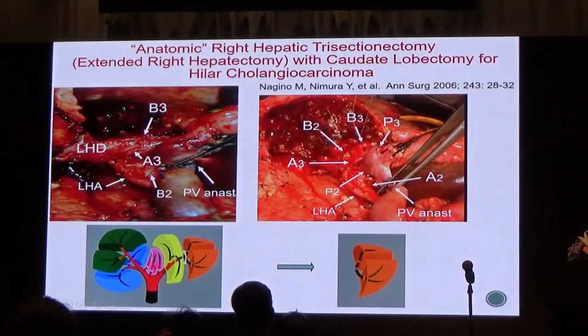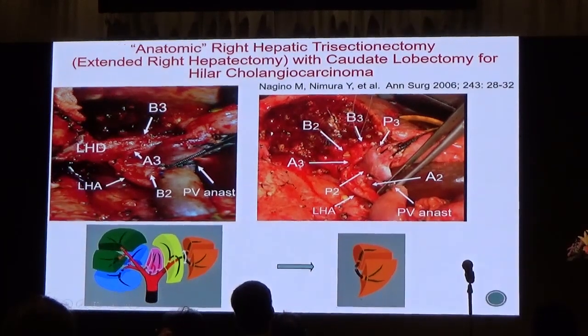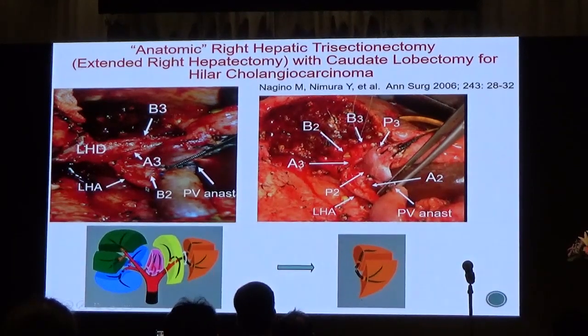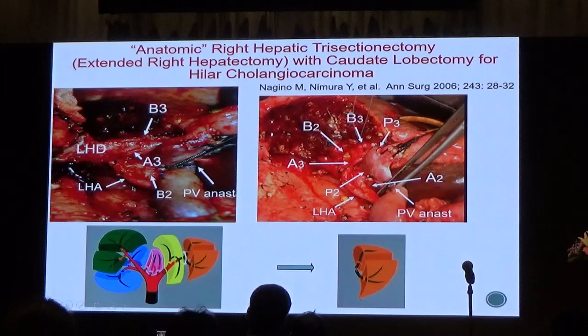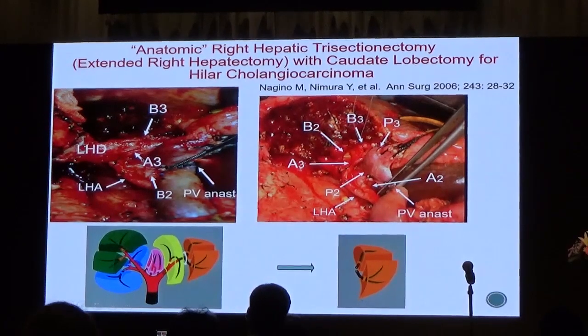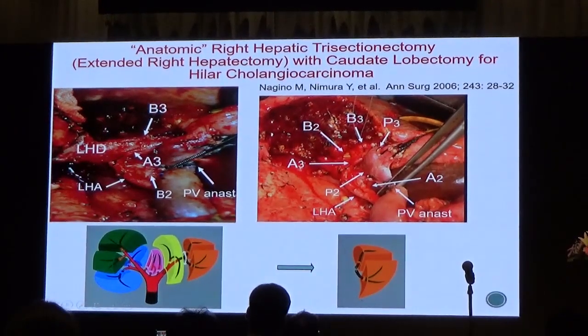Actually, the exposed left lateral sectional duct here, the segmental ducts B3 and B2 here, and the left hepatic artery was exposed on the right side of the portal vein. And the portal branch of segment 3 is here, and segment 2 is here. And the left lateral segmental ducts 3 and 2 could be divided here, proximally to the confluence of B3 and B2. And after removing the liver, you can see the orifices of the segment 2 and 3 ducts separately.